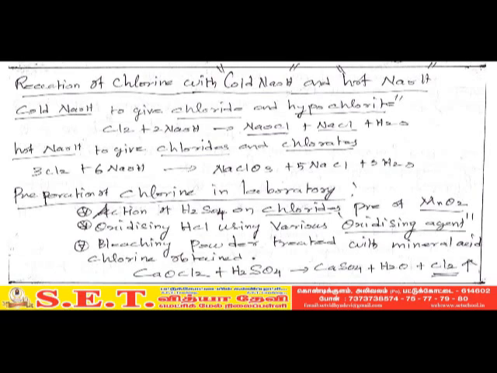Third step, bleaching powder is treated with mineral acid and chlorine is obtained. The equation: calcium oxychloride reacts with sulfuric acid to give calcium sulfate, water and chlorine. These are the preparations of chlorine in the lab.